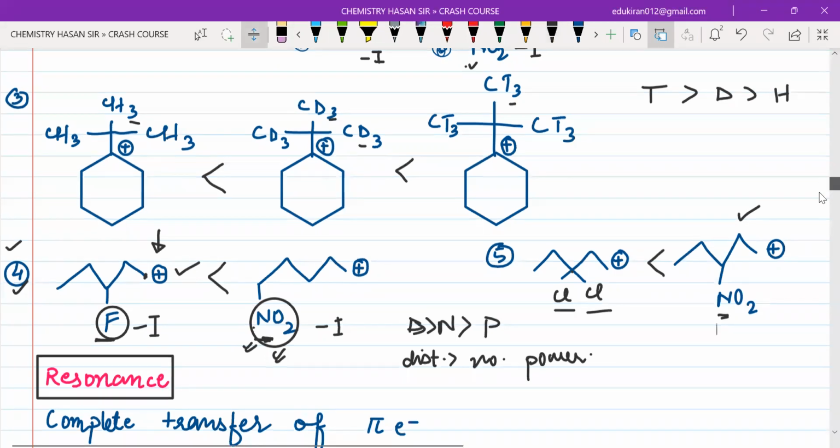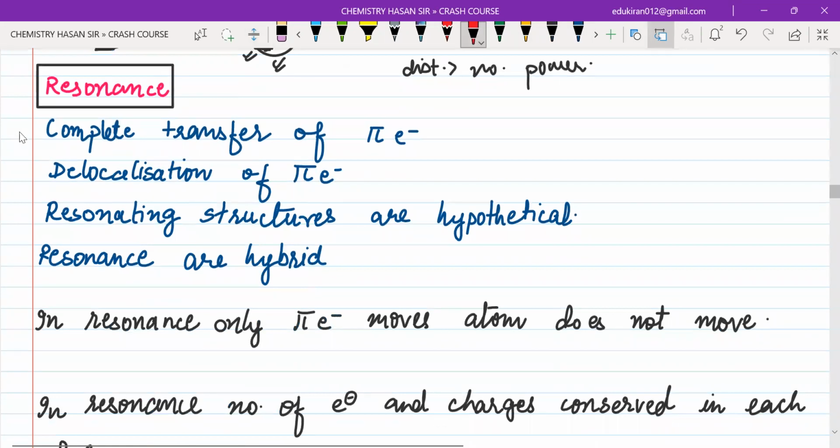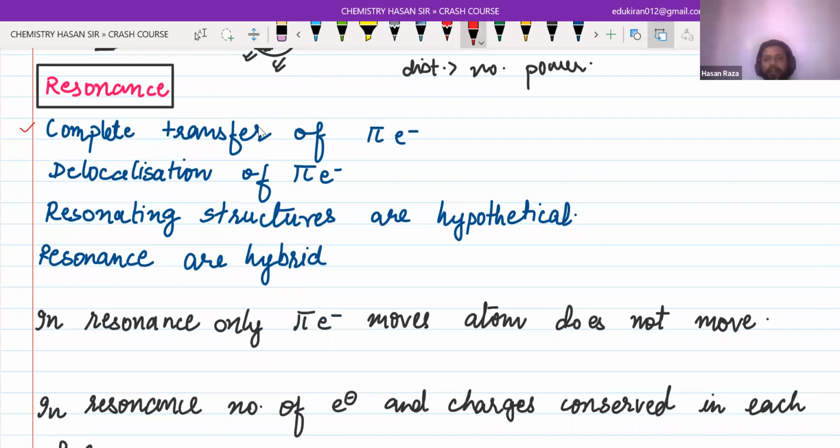Now, the next topic is resonance. What is resonance? You can see complete transfer of pi electron. You have to be careful. What is inductive effect? Inductive effect operates through sigma bond, and there will be partial displacement of electron. It will not be out from its orbital. There will be only partial displacement. But when we talk about resonance, there will be complete transfer of pi electron, not sigma electron.